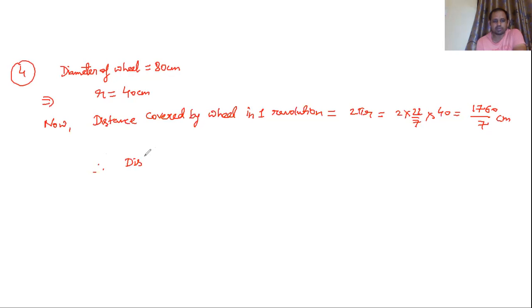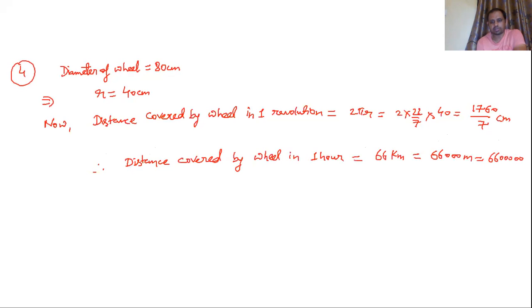Now distance covered by wheel in 1 hour, the speed is given. Distance covered by wheel in 1 hour, that is given 66 kilometer per hour, that is 66 kilometer, and if you convert this into meter, and then into centimeter, right?